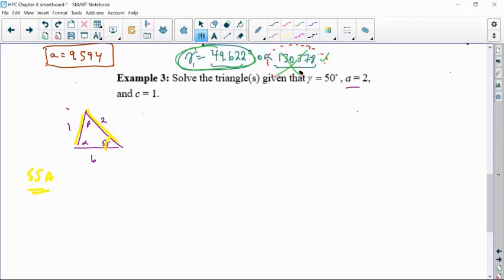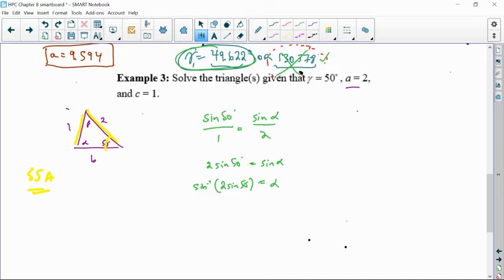So I'll say sine of 50 degrees divided by 1 is equal to sine of alpha over 2. So I'm going to cross multiply. So 2 sine of 50 degrees equals sine of alpha times 1. And then again, notice I have to do the inverse sine function. The inverse sine of 2 sine of 50 degrees, that'll be my value of alpha. So again, I'm going to type this in: 2 sine of 50, and then inverse sine of that.